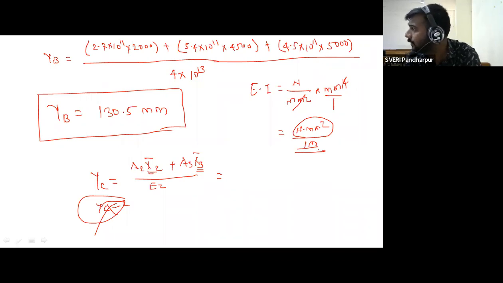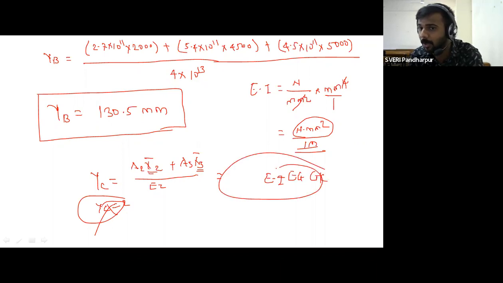Getting? What is the unit of flexural rigidity? Flexural rigidity, E into I, E into G, G into K. Like that, options will be given. From that, you have to choose the correct one.